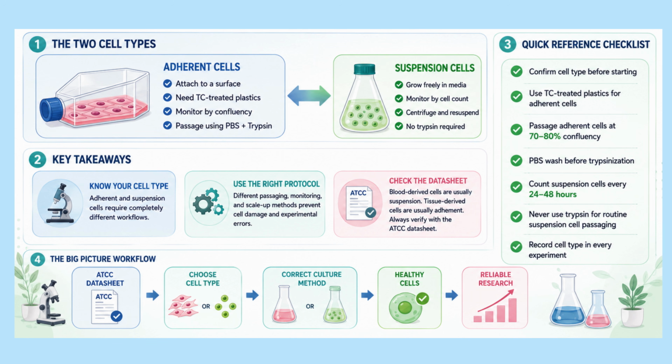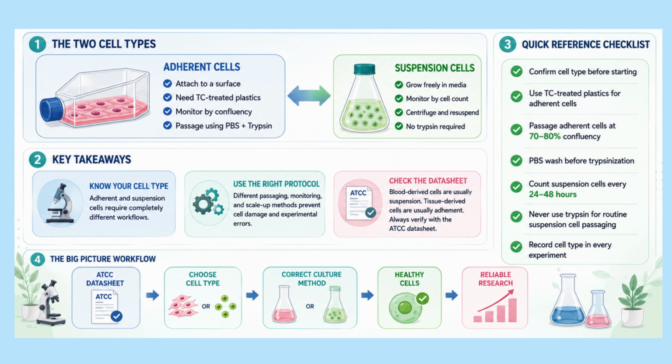2. Each type requires different passaging, monitoring, and scale-up strategies. Adherent: visual confluency check, trypsin, density calculation. Suspension: count-based monitoring, centrifugation, dilution. Mixing up these protocols leads to damaged cells, trypsin on suspension, unattached cells, no TC treatment, or culture crash, ignoring suspension density.